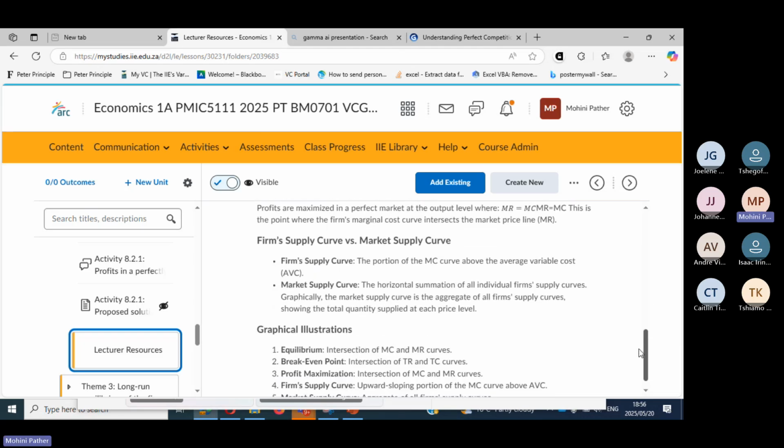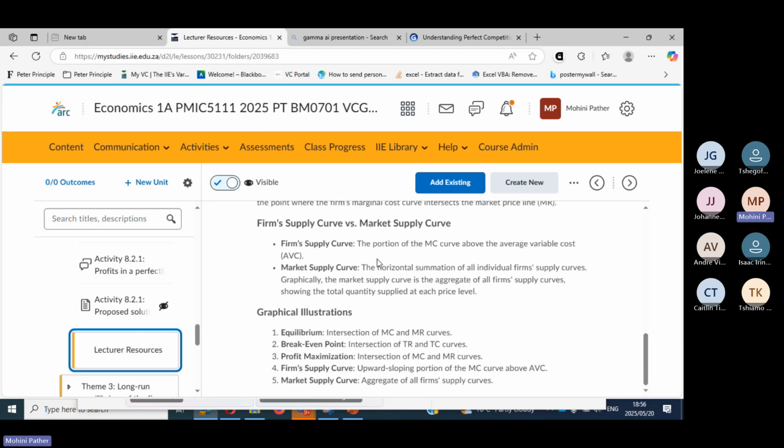Okay, so there we go. The firm supply curve is the portion of the marginal cost curve above the average variable cost curve. We're going to look at this in a little bit more detail because I would like to draw this graph out for you. While it's very simple to understand, it is simply the horizontal summation. The horizontal flat line represents the market supply in the long run. But we will look at these specific graphical illustrations and I will draw these curves for you guys.